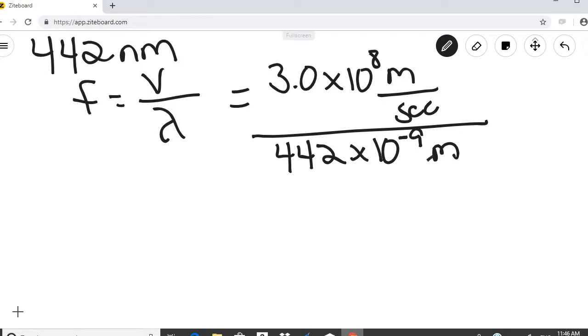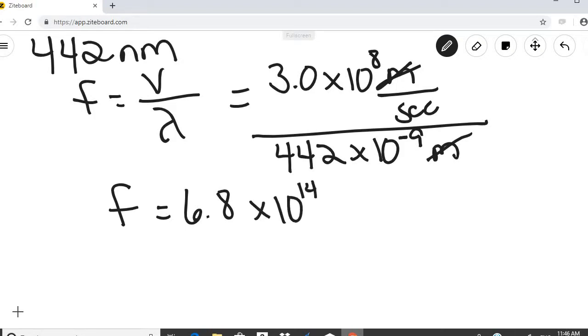So the meters are going to cancel. You'll be left with 1 over seconds, which is hertz. And if you do this, you should end up with 6.8 times 10 to the 14th 1 per second, or hertz. And we can have two significant figures because of the speed of light at 3.0. Okay.